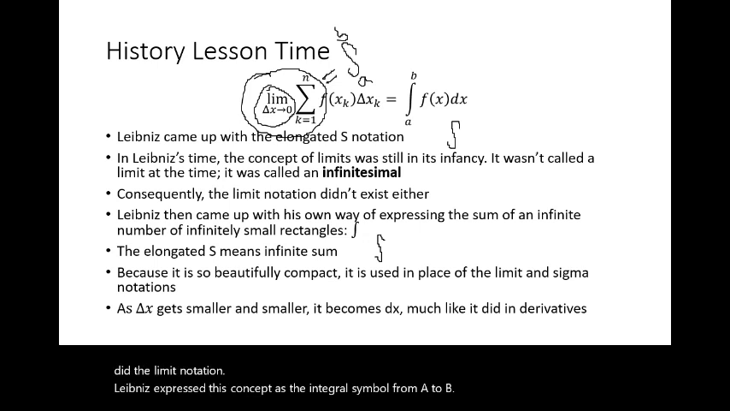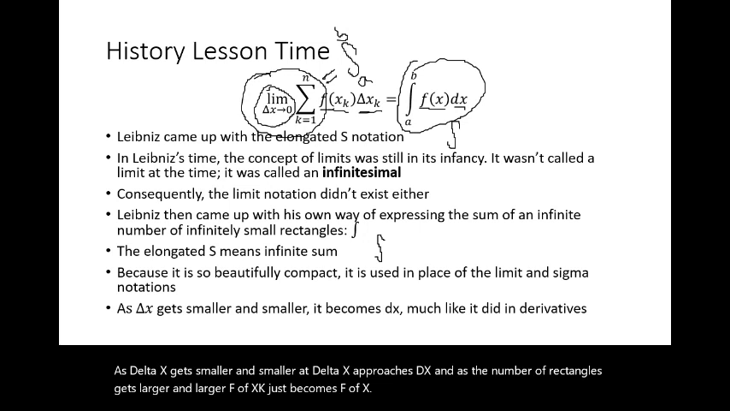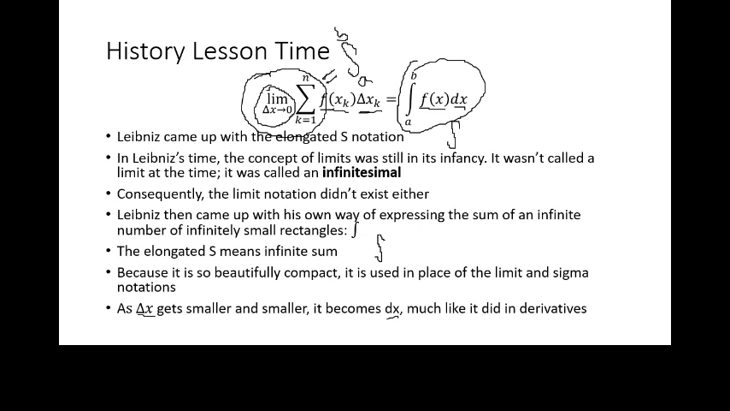And as delta x gets smaller and smaller, delta x approaches dx, and as the number of rectangles gets larger and larger, f of xk just becomes f of x. Because this integral notation is so beautifully compact, we use it instead of this mess here on the left with the limit and the sigma notation, just because it is so simple and so compact. Now just remember that as delta x gets smaller and smaller, delta x becomes dx, exactly like it did in derivatives.